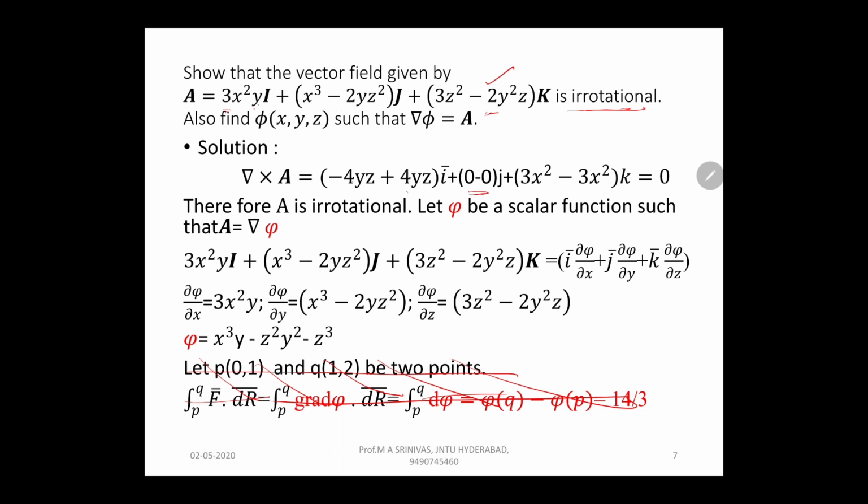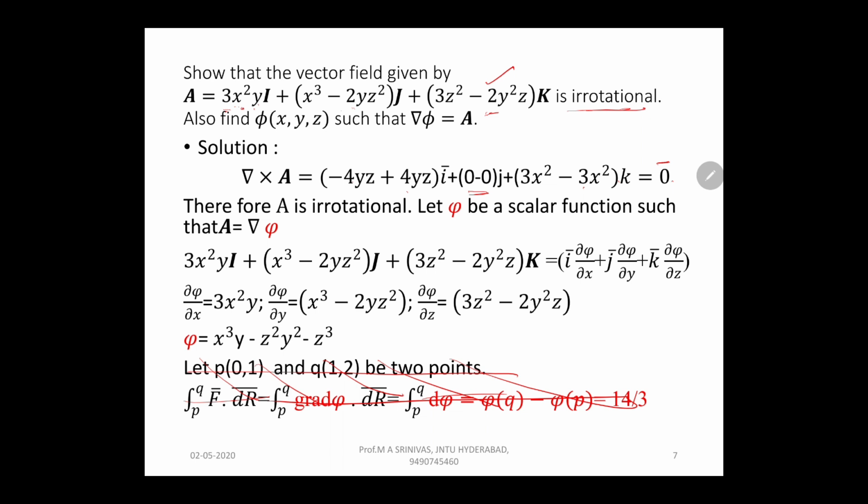And the k bar coefficient, derivative of this with respect to x is 3x square, derivative of this with respect to y is 3x square. So everywhere it is 0, therefore it is a null vector. So don't write 0, it is 0 bar. Therefore, a bar is irrotational.